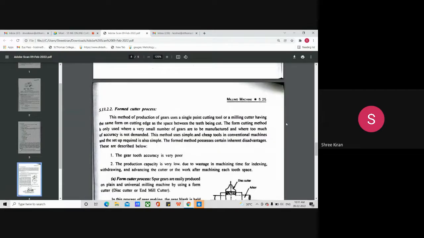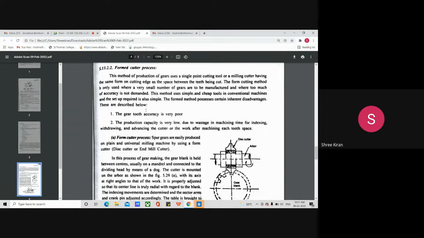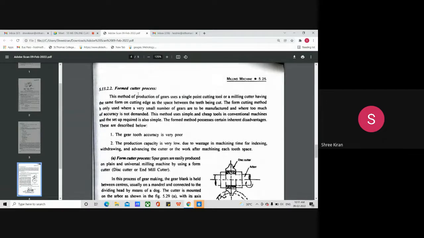The second one is mainly related to the formed cutter process. This method of production of gears uses a single point cutting tool.